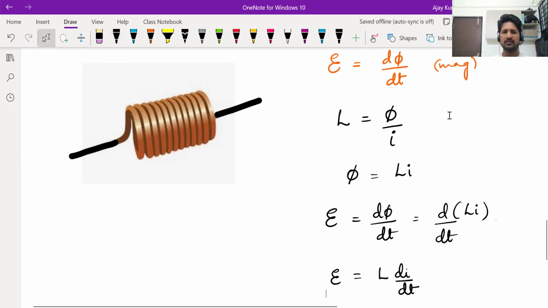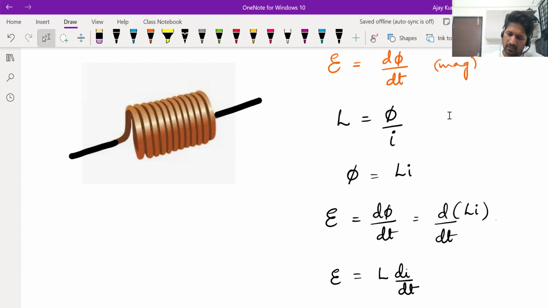Did you all understand this? di by dt is rate of change of current. So depending on how rapidly the current through the inductor is changing, an EMF will get induced in it. If current in the inductor doesn't tend to change at all, then the magnetic field won't change, the magnetic flux won't change, there won't be induced EMF. Only when current tends to change, there will be an EMF induced.